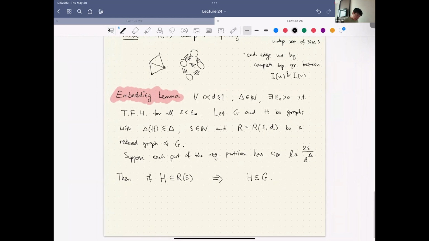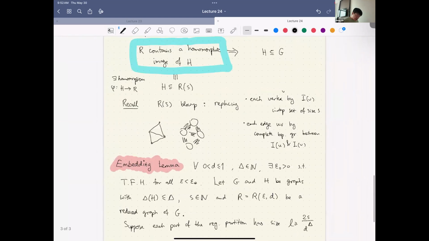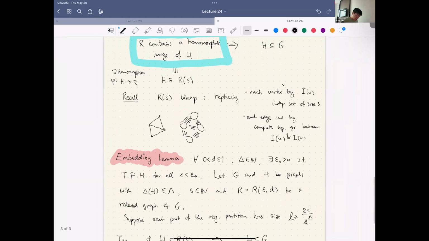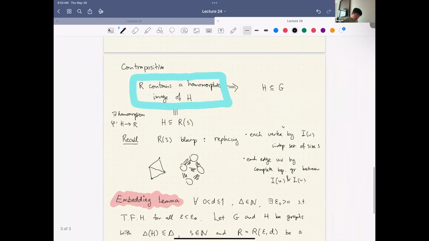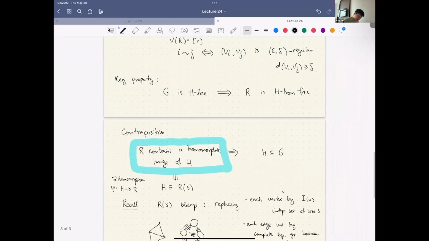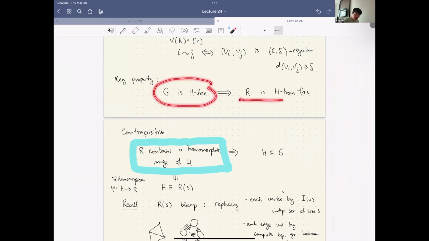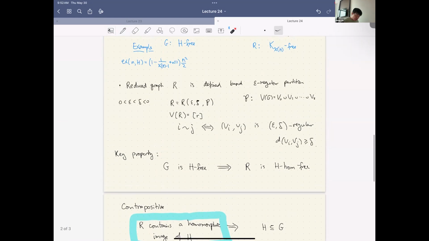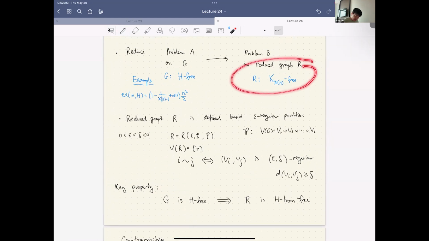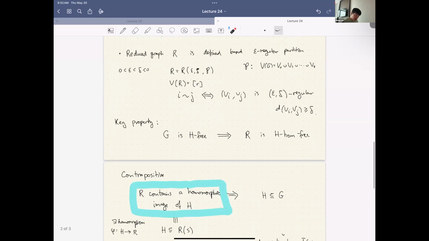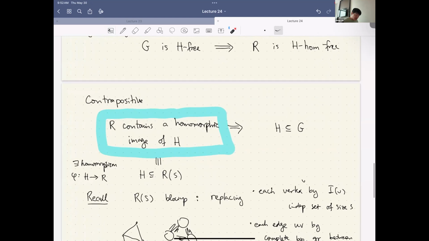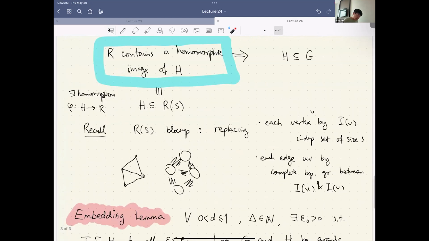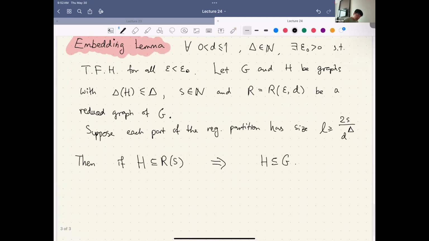So one can see this embedding lemma. There are several remarks. From G originally it's H-freeness. We bootstrap it to a stronger condition. We reduce the problem to the reduced graph, right? But this reduced graph has a stronger property. It does not even contain a homomorphic image of H, not just H-free. Remark.